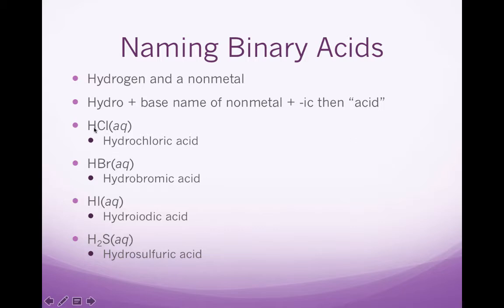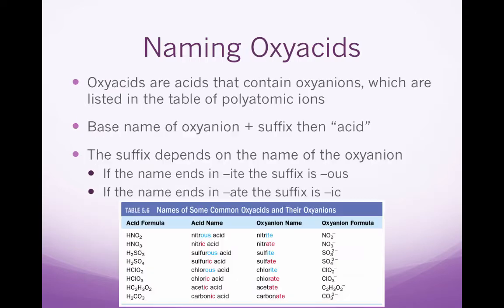So here we have hydrogen and chlorine. So we have hydrochloric acid. And it's chloric because we take the base name, and ic will be the suffix. Here we have hydrogen and bromine. This is hydrobromic acid. Hydrogen and iodine, hydroiodic acid. Hydrogen and sulfur, hydrosulfuric acid. So on and so forth. So this is if you have hydrogen and a nonmetal.